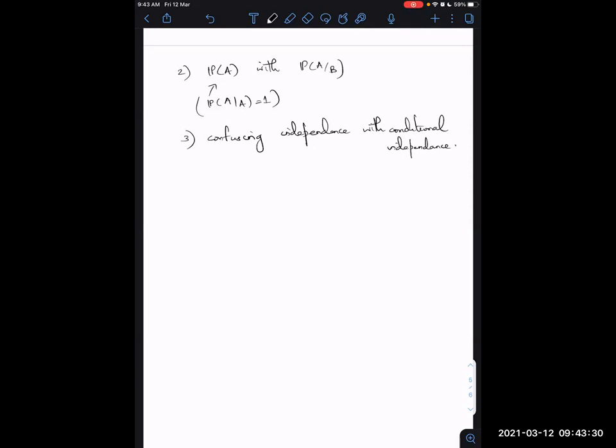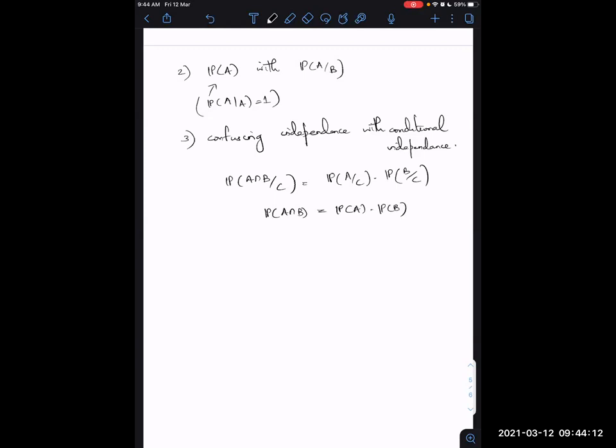Okay, so I haven't defined what is conditional independence. As you can guess, it would be just this. A, B, C are events, and I'm talking about A intersection B given event C. So I say A and B are conditionally independent given C when this happens. So knowing that C happens, A and B are independent. That's what it means. And this is very different from the independence notion that we have defined before.